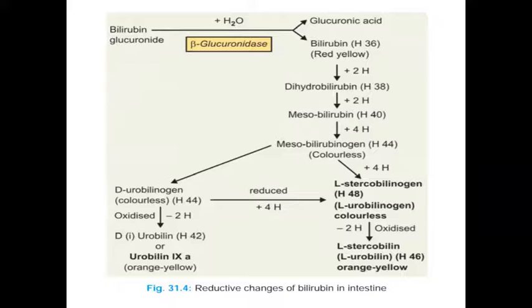So now, how are these reductive changes of bilirubin taking place in the intestine? The bilirubin glucuronide will be split into glucuronic acid and bilirubin by the enzyme called beta glucuronidase, and this bilirubin will again be converted to dihydrobilirubin, then form mesobilirubinogen, and this will be split into two compounds: urobilinogen and L-stercobilinogen, and this will be excreted through the feces.